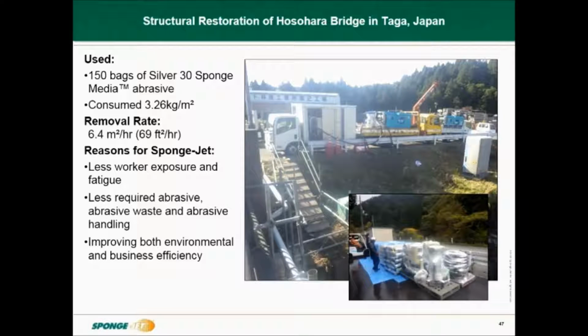All the equipment was set up on the adjoining roadside to the structure. The recovery and recycling process was performed there as well. They used silver sponge media 30 and consumed 150 bags. That's 2,175 kilos to perform 832 square metres, which calculates back to 2.61 kilos per square metre.